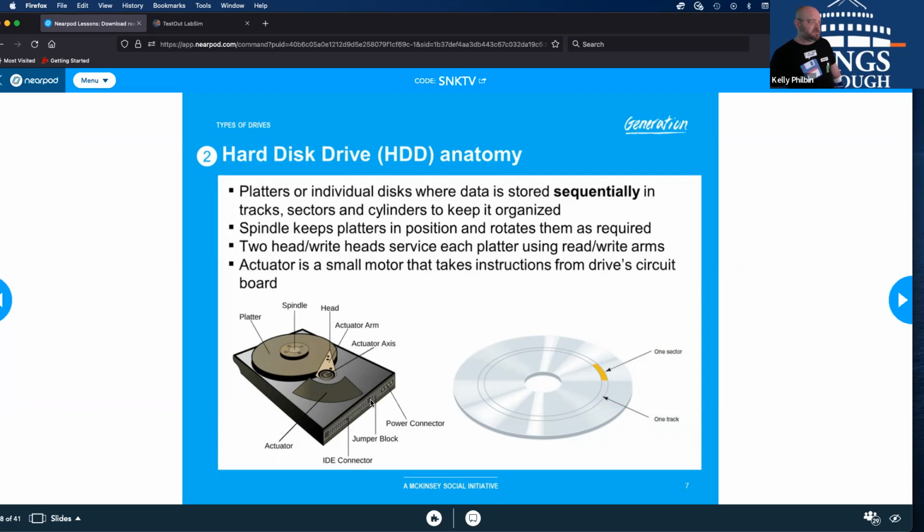And then in the middle, you have a jumper block where you can determine what type of drive this is. You can set it as, depending on the literature you're reading, either a master-slave situation or primary-secondary. Depending on what books you're reading, they still may be referred to in these terms. Or drive 0, drive 1 is another way they may refer to them. So depending on how old the literature you're reading is, that's how they will refer to the types of drives.